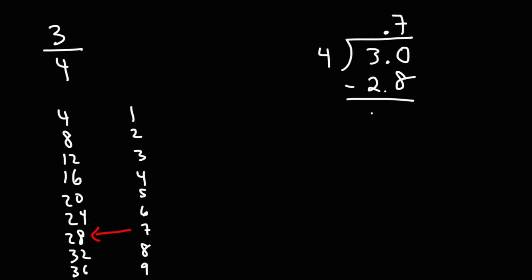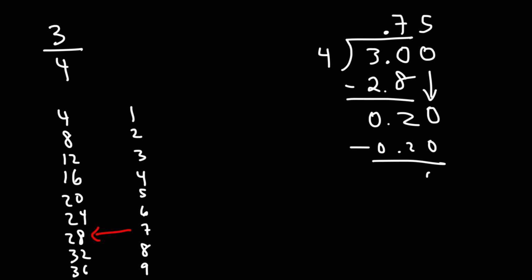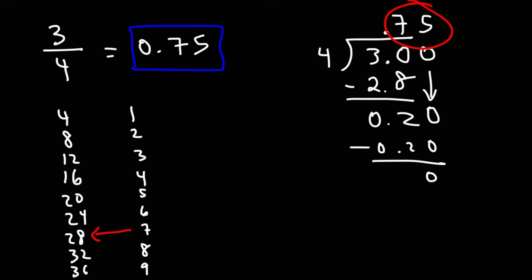If we subtract these two, we're going to get 0.2. And then we're going to add a 0. Now 4 goes into 20 5 times. Now the remainder is 0. The answer is what we have here. 3 over 4 is equal to 0.75 as a decimal. So that's how you can convert a fraction into a decimal. It's by using long division.